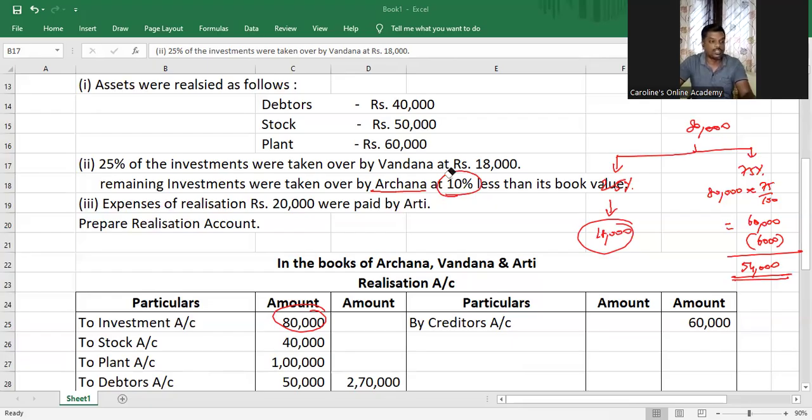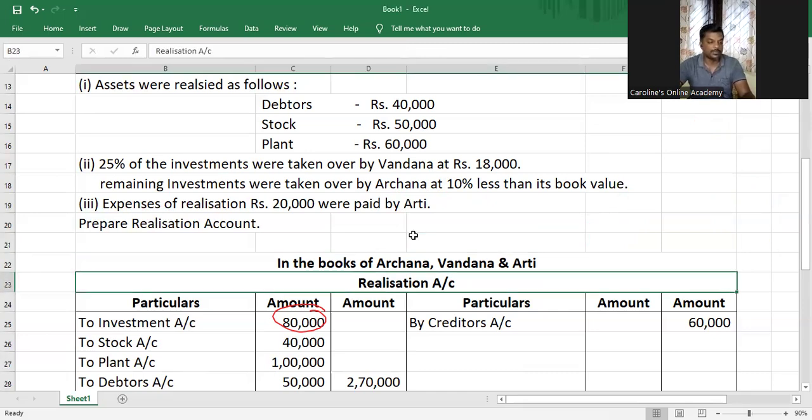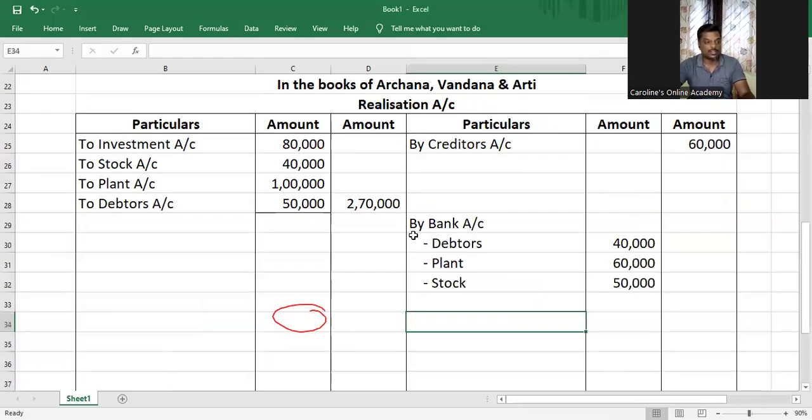Now, how we're going to account for this is, I hope you understood the computation. In case you didn't, just rewind and see, you should be able to understand. Okay. So when the partner takes over the investment, usually when you sell the investment, the journal entry is bank account debit to realization account because you get money in the bank. But when the partner takes over investment, the partner would not give money to the firm. Instead, they would want it adjusted from their capital account. So when the partner takes over an asset, the liability of the firm towards the partner reduces and the partner's capital account gets debited. Understood?